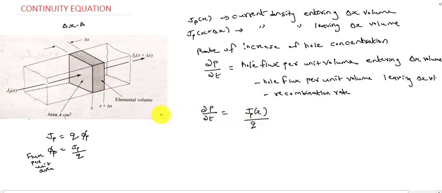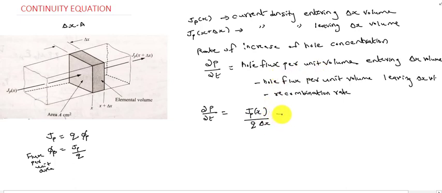Here we are considering the flux per unit volume. Jp of x by q into delta x, that delta x element should be considered. So this is the rate of holes entering the delta x volume, or hole flux per unit volume entering the delta x volume. So this is the first term.